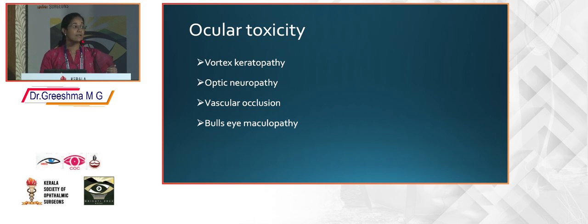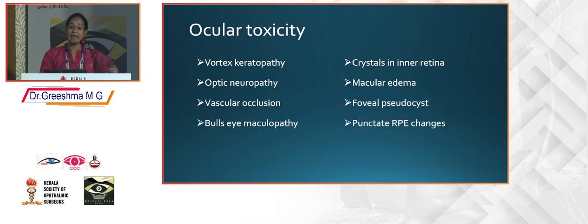So coming to the ocular toxicity of tamoxifen, as discussed, it can cause vortex keratopathy, optic neuropathy, vascular occlusions, bullseye maculopathy, and features of crystalline retinopathy.